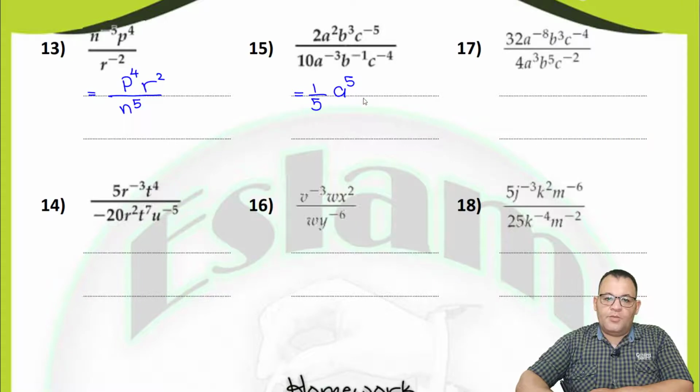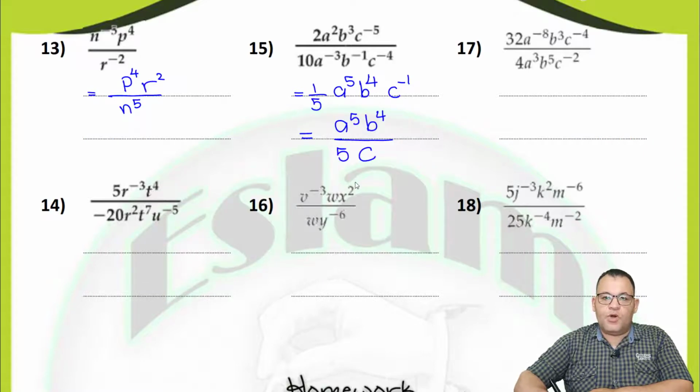Now we have b and b, write b. 3 minus negative 1 equals positive 4. Now we have c and c, write c. Negative 5 minus negative 4 equals negative 1. Now we have a negative power. That's not the simplest form. So we write a fraction, write c down. So we have a to the power 5, b to the power 4 up, and down we have 5, c to the power 1.